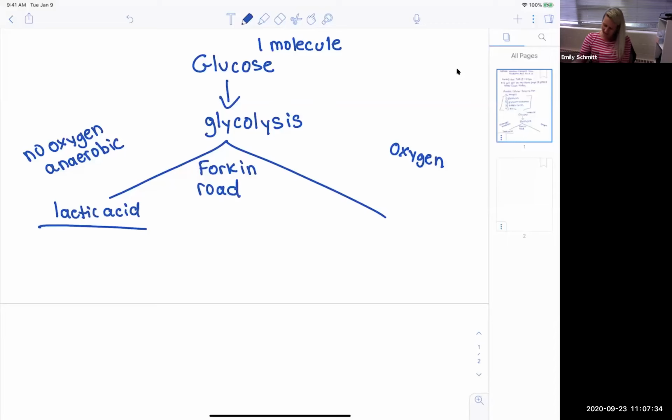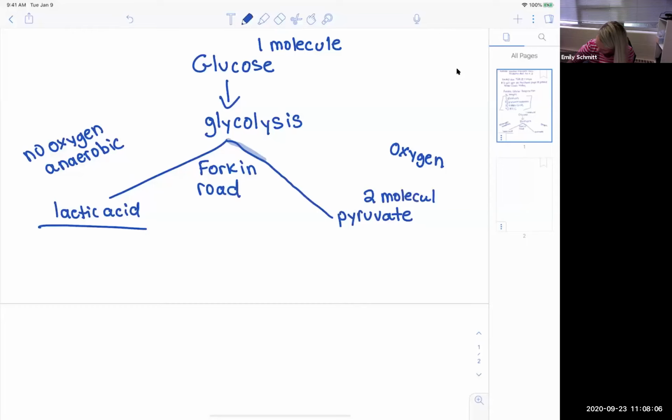So if we have oxygen present, we know that we are going, oh, I don't actually want to delete that whole thing. I just want to make it a little bit smaller. Okay, so we know that we are going to go to pyruvate or pyruvic acid, depending on what version you want to use. So we know that pyruvate, just go ahead and write 2 molecules here. We know that we have our oxygen present. We also know that pyruvate is 3 carbons.